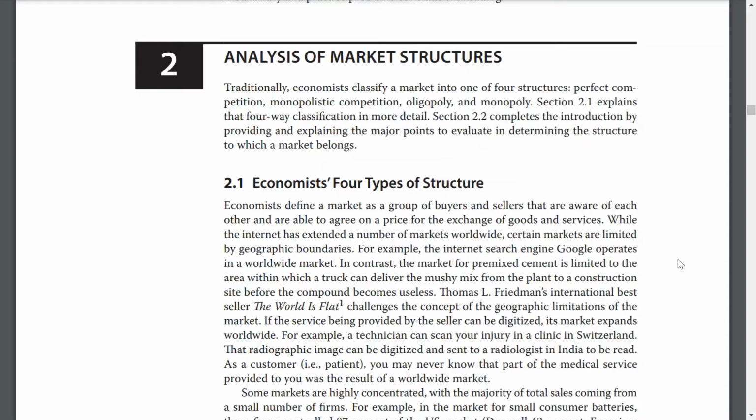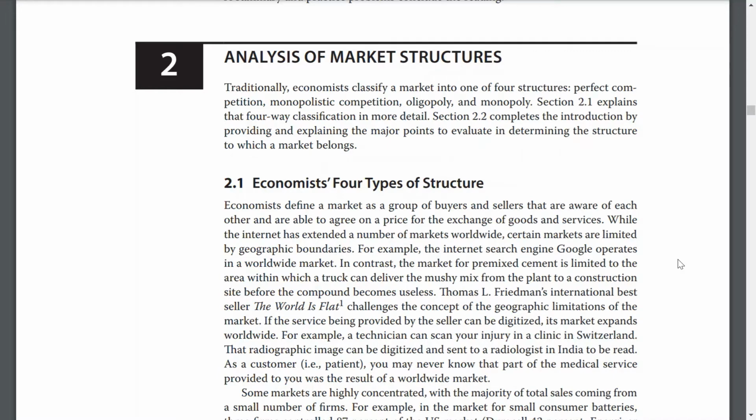2.1 Economists' four types of structure. Economists define a market as a group of buyers and sellers that are aware of each other and are able to agree on a price for the exchange of goods and services. While the internet has extended the number of markets around the world, certain markets are limited by geographic boundaries.